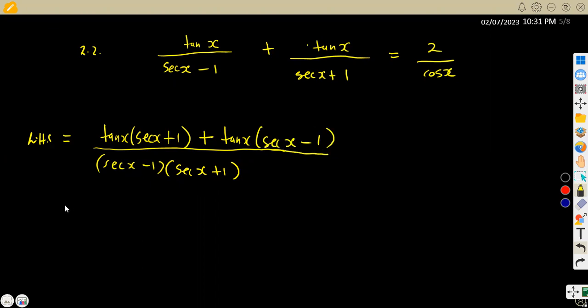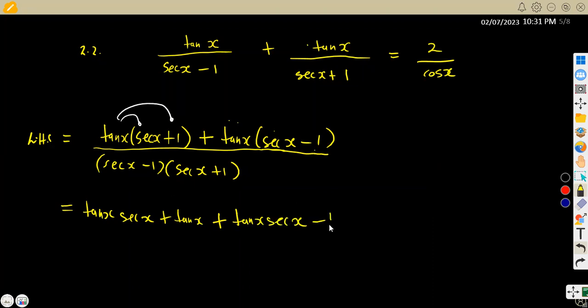We can see there is a need for us to expand the brackets. Tan x is to multiply each and every term inside the bracket. So we're going to have tan x times sec x, which is tan x sec x, and tan x times 1, which is tan x. We move on, plus here, we do the same: tan x and sec x gives tan x sec x. Then tan x times minus 1 is negative tan x. I want you guys to be with me here.